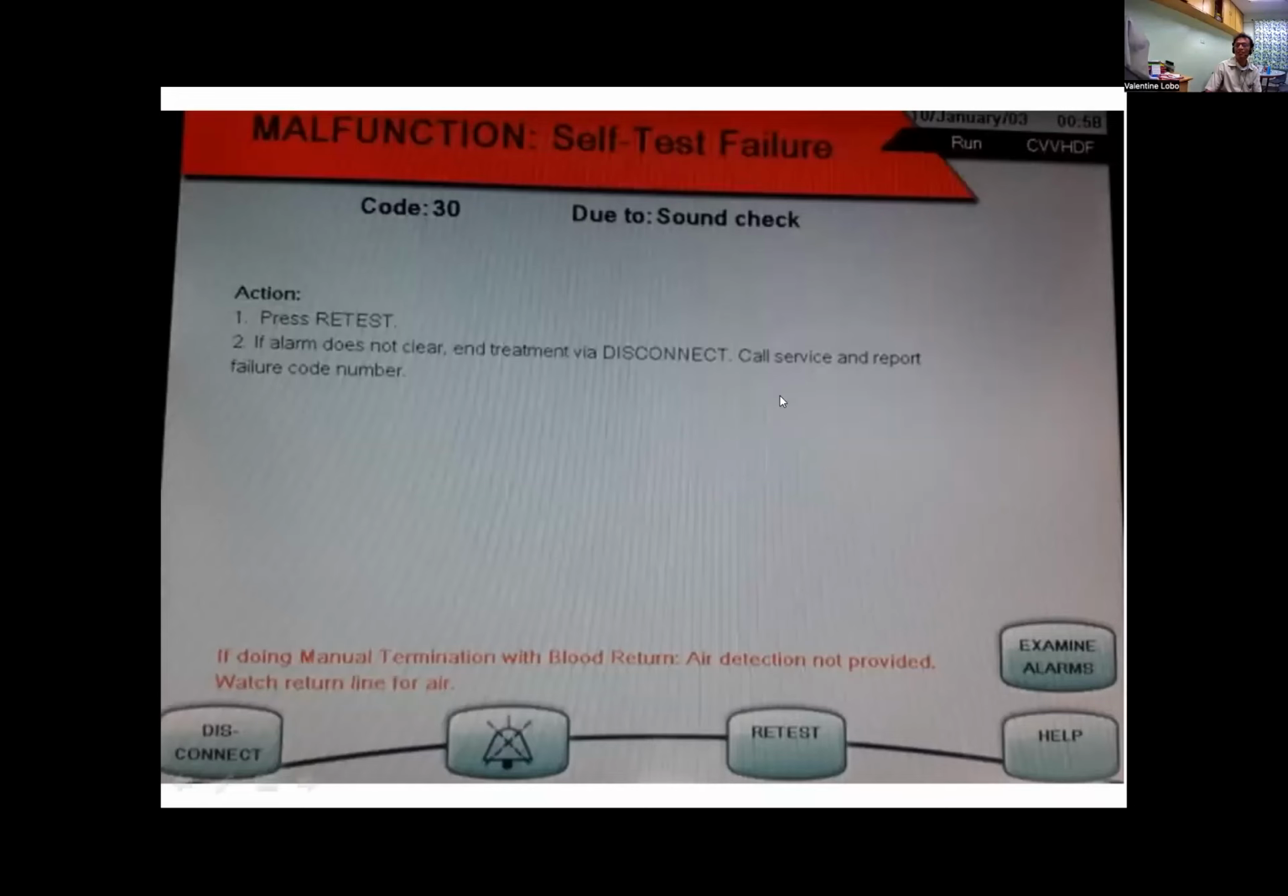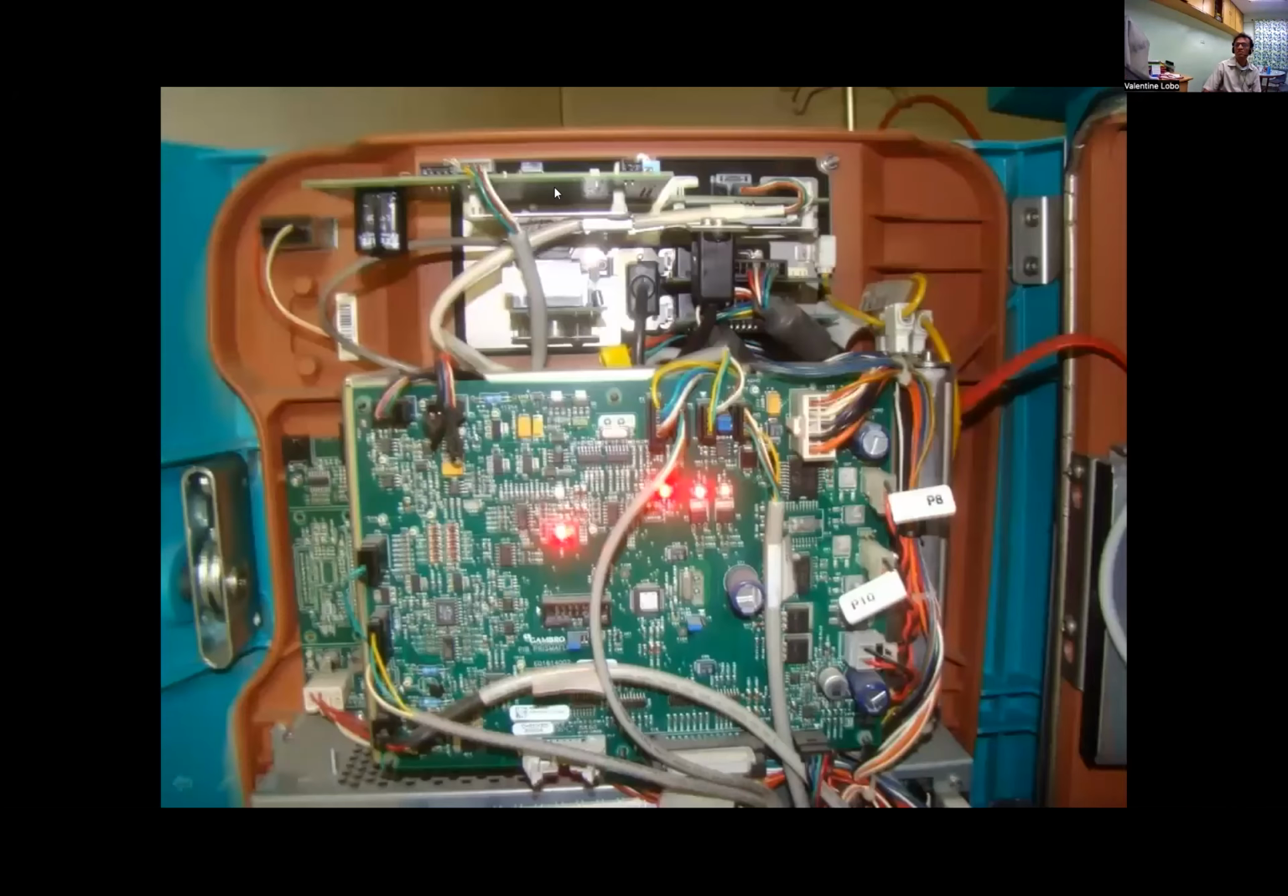So this can happen because either there is too much ambient noise in the ICU, there are ventilator alarms going off, there are cardiac monitors which are alarming, and the machine is unable to detect its own system, or this is the power supervision board on the inside of the Prismaflex machine. It has a small microphone which detects the beeps given from the speaker.